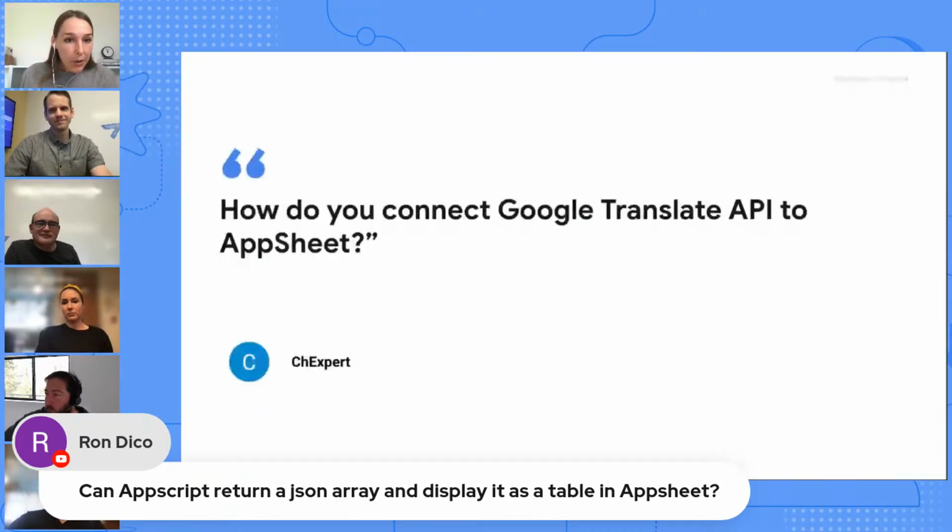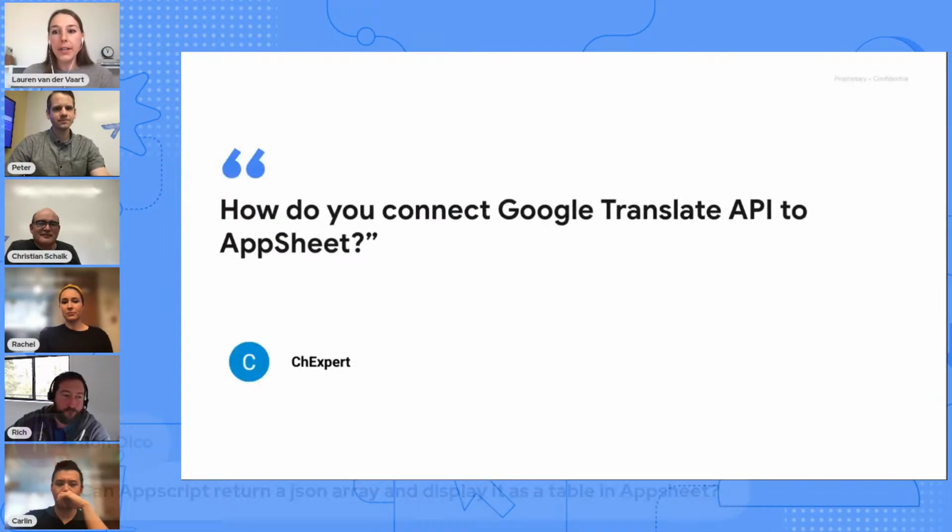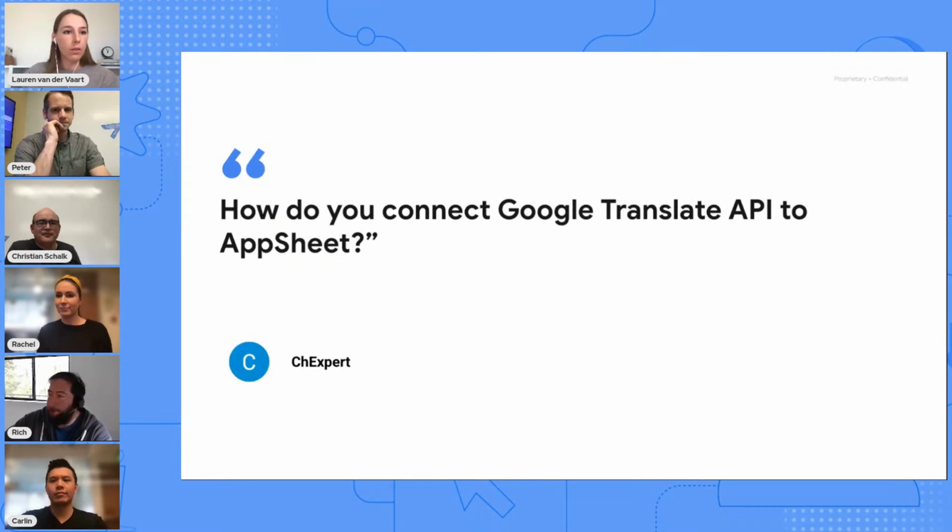Okay, so actually we may have already covered this one, but how do you connect Google Translate API to AppSheet? I may be wrong, maybe we didn't cover it. I think Rich covered some good options for that. Yeah, the sheet or an AppScript. Okay, perfect.